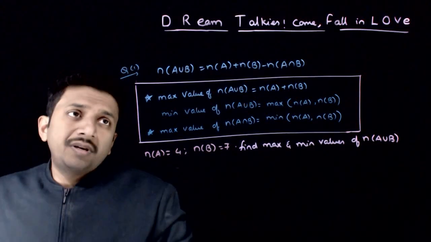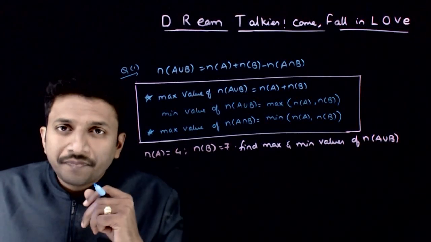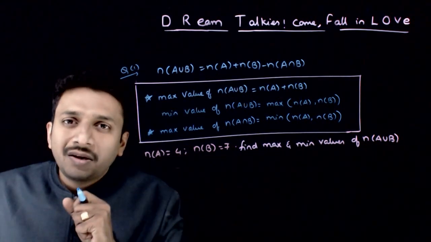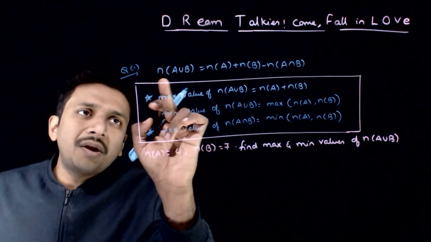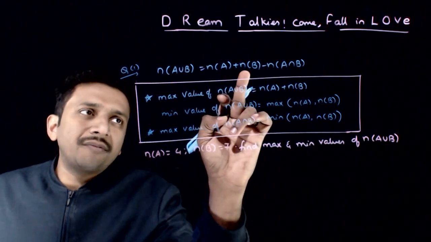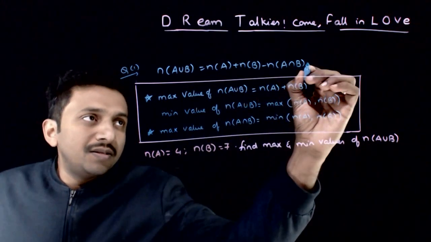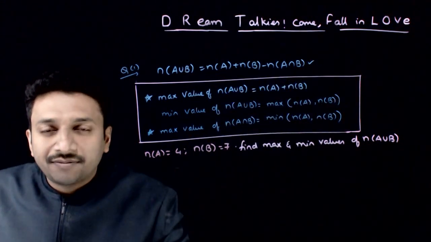So welcome students, let us look at our first question. My first question is based on some theoretical concepts. We know that n of A union B is equal to n of A plus n of B minus n of A intersection B. This is a standard theorem that we have.